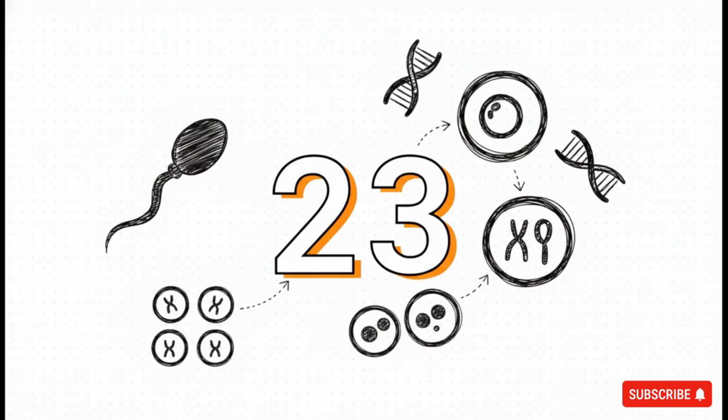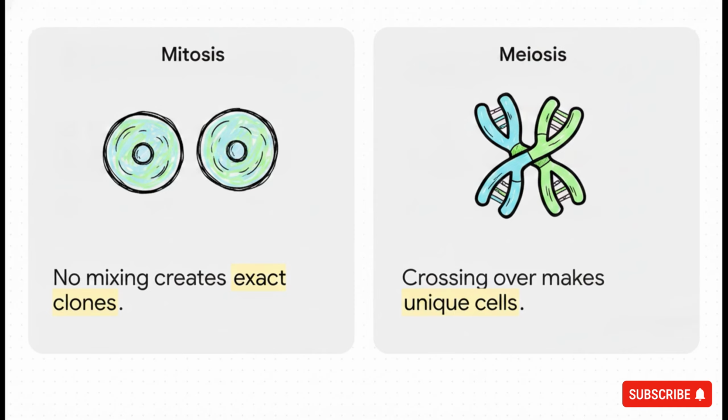So the crucial point is that 23 is the magic number for meiosis. Those four daughter cells, the sperm and egg cells, they don't have 46 chromosomes, they only have 23. And structurally, if you think about it, this makes perfect sense, right? A sperm carrying 23 chromosomes fuses with an egg carrying 23 chromosomes to create a brand new human cell with the full 46.